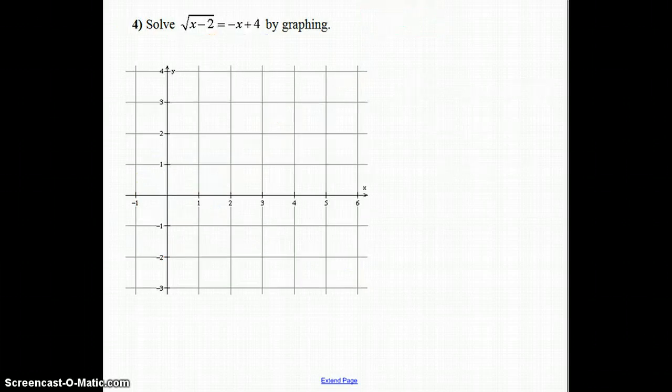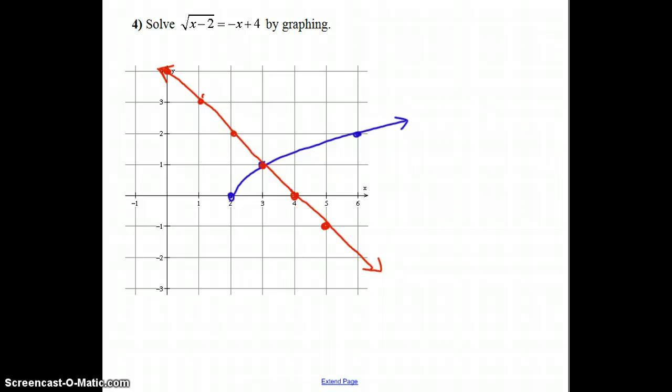Alright, this is our last one, so hopefully we get this right, and we can continue with our lesson. Alright, so this is our last problem, and we get the two graphs to intersect at one point that has the x coordinate of x equals 3, which is going to be our solution.